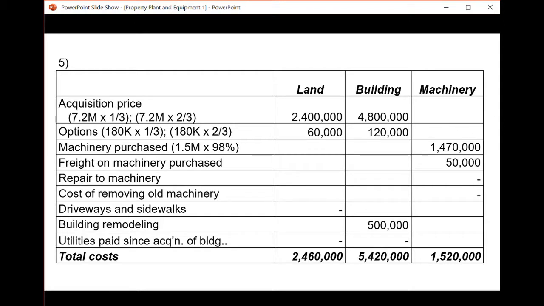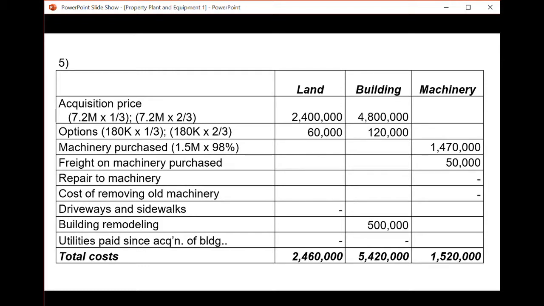So allocate 7,200,000. Next are the options. You're going to allocate that between the land and the building in the same proportions, 1/3 and 2/3. And then for your machinery, that's the list price. You have to take note that you have to deduct the discount. There's a 2% discount, so 98% of 1,500,000, which is 1,470,000. Next you have the freight on machinery.